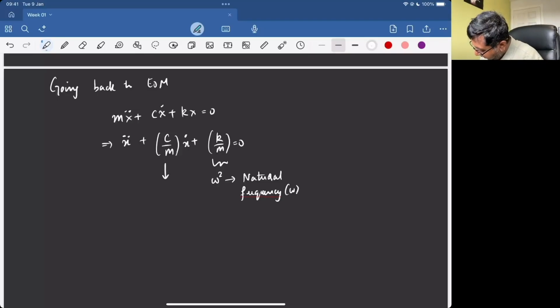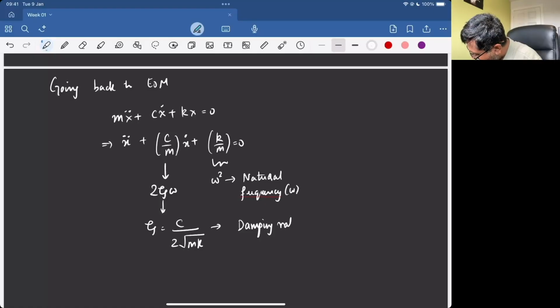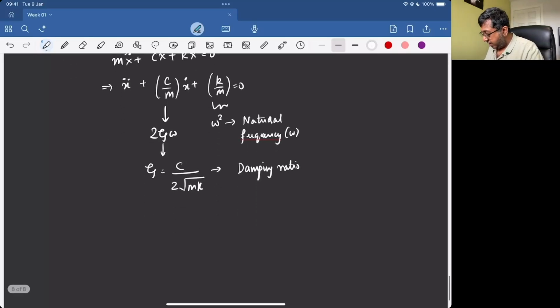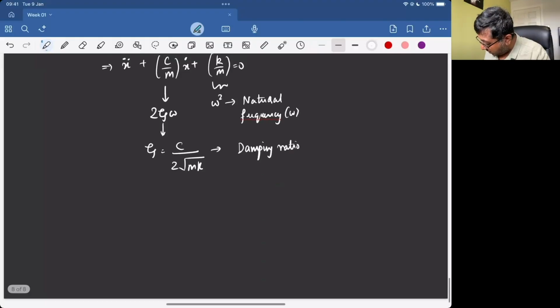Here we define another quantity called 2 into zeta into omega, where zeta is nothing but c divided by 2 square root of m into k. That's our damping ratio. We'll try to come back to understand the physical relevance of this damping ratio. But for now, let's assume that there's some kind of a quantity that we know, and we assume that this is useful to us.